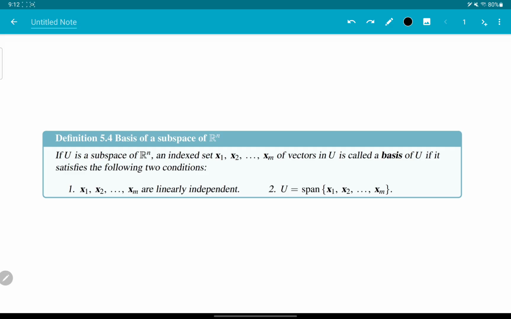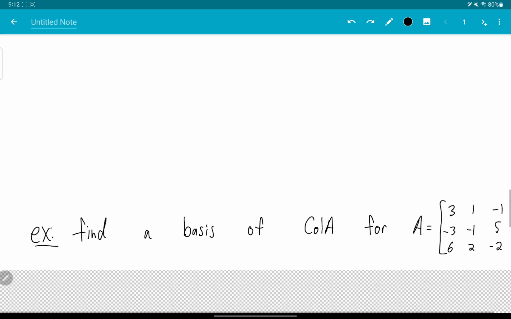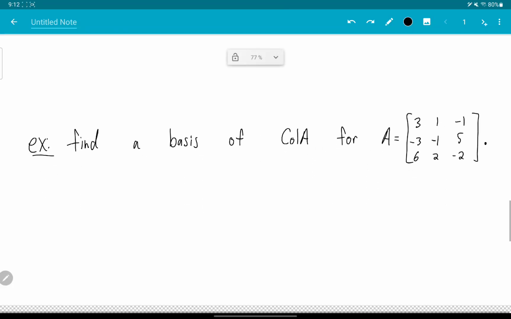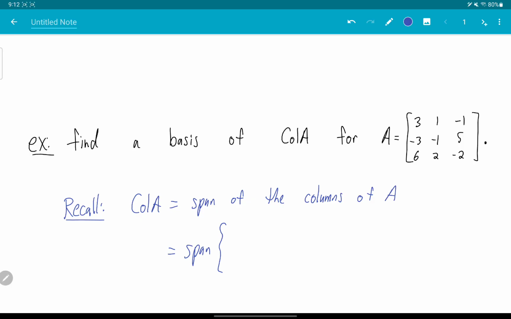So let's do some examples and find some bases of some subspaces. Okay, first example. Call A. We're going to do a column space. We'll start by recalling what a column space is. So the column space of A is the span of the columns. And in this case, that is the span of the columns thought of as individual vectors.